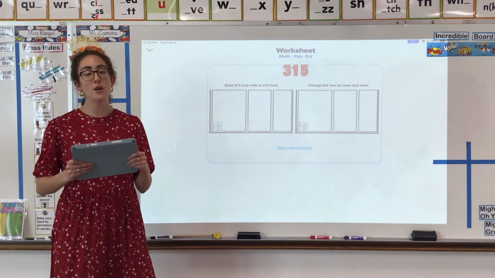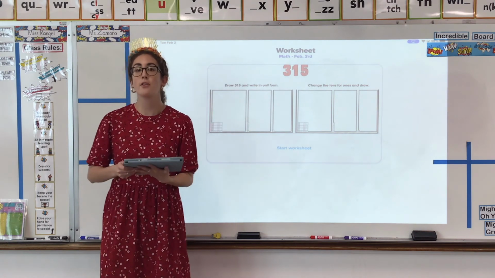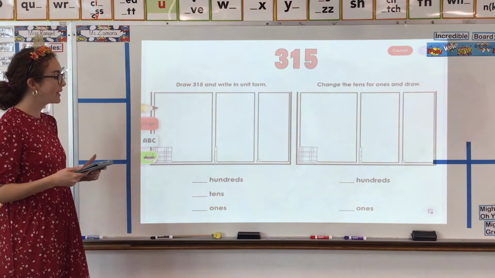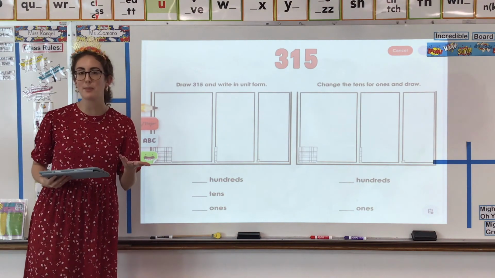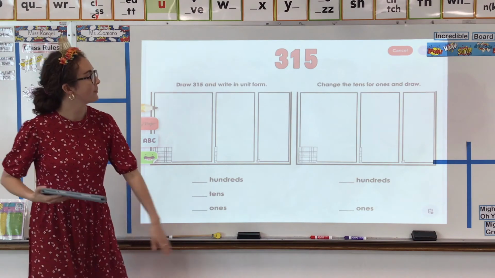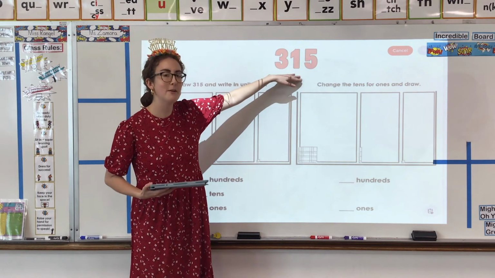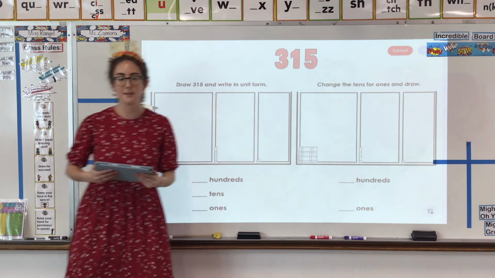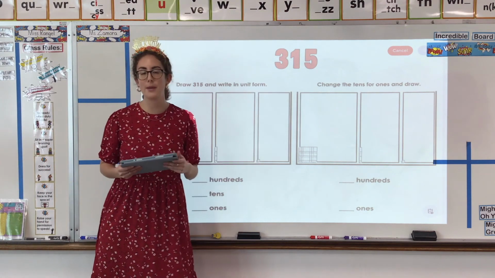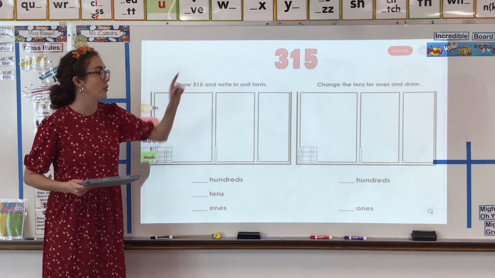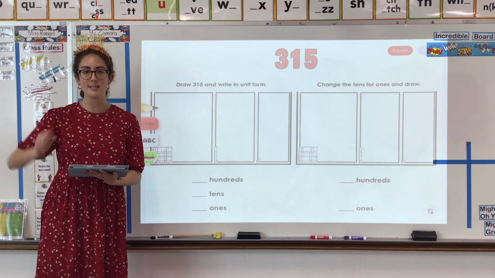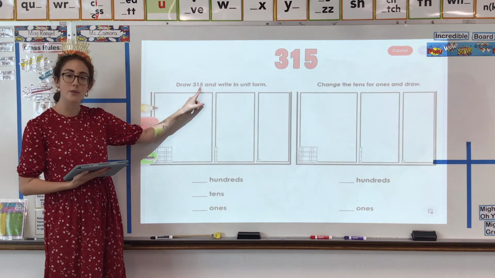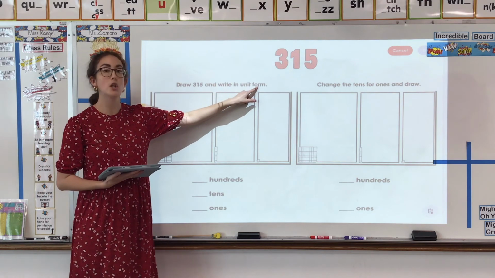Okay, awesome people, you've got another awesome dojo worksheet for you to show me what you know. So when you click Start Worksheet, you are going to come up with a page that is very similar to the one we were just working with. And you're going to see the number that you are looking at is 315. You have two charts up here where you are going to have to show the number 315 two different ways. So first up, on the left-hand side, you need to draw 315 and write in unit form.